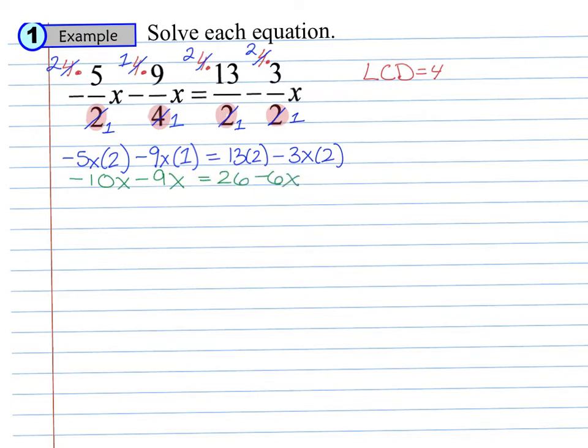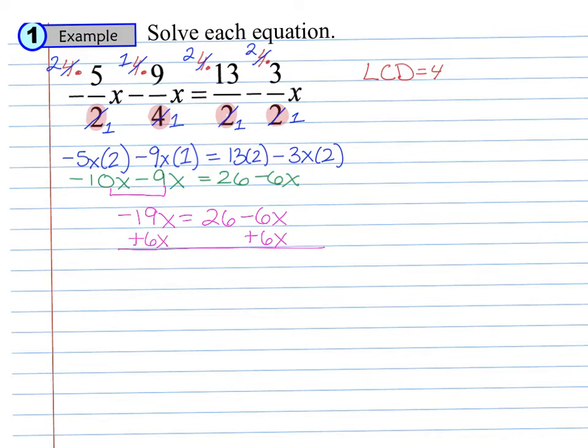Everything from that green equation down is stuff that we've been doing for the last 2.5 weeks. This is the only thing that is new to you guys. Okay, so we're going to keep going, and we're going to combine like terms, and we're going to get negative 19x is equal to 26 minus 6x. I'm going to keep the negative 19x on the left side, and I'm going to move the negative 6x by adding 6x to both sides.